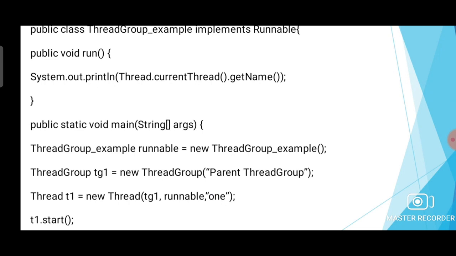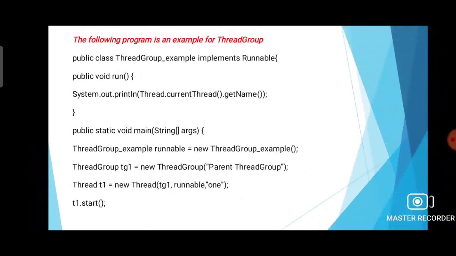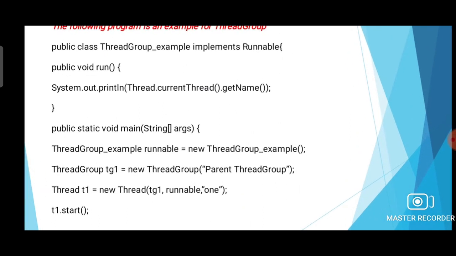And while creating the thread object, we have to give some values. First one is tg1, which is the parent thread group object. So now we are grouping t1 under tg1, providing t1 into the thread group tg1. And comma, runnable is the object name of the class. Then 1 is the name of the thread, so we are giving the name 1 to our thread t1.